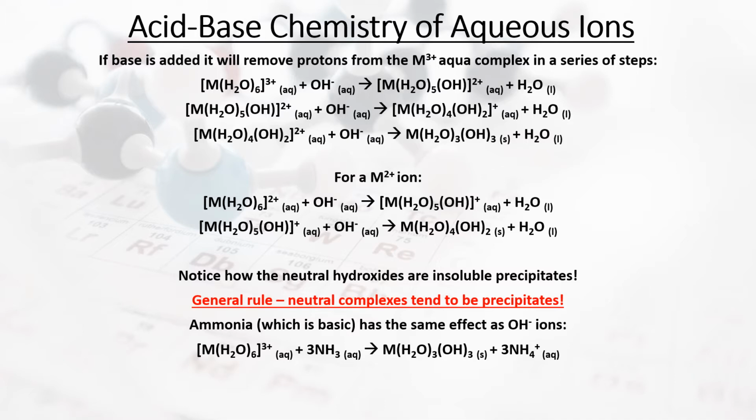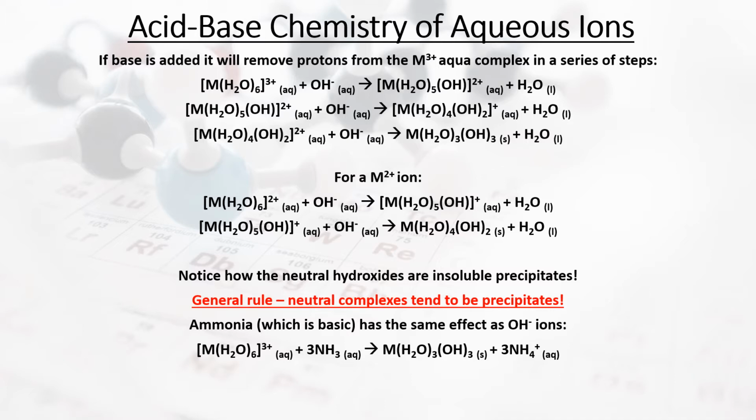So these happen stepwise. We take our hexaaqua complex at the top here, the M(H2O)6 3+ ion, that's aqueous. We take a base, which we can just represent by a generic OH-, and this removes one of the protons from one of those coordinated water molecules. We release water, we make H2O, and we have to make sure that our atoms balance. These equations are very easy to get unbalanced, so you have to take care in writing them.